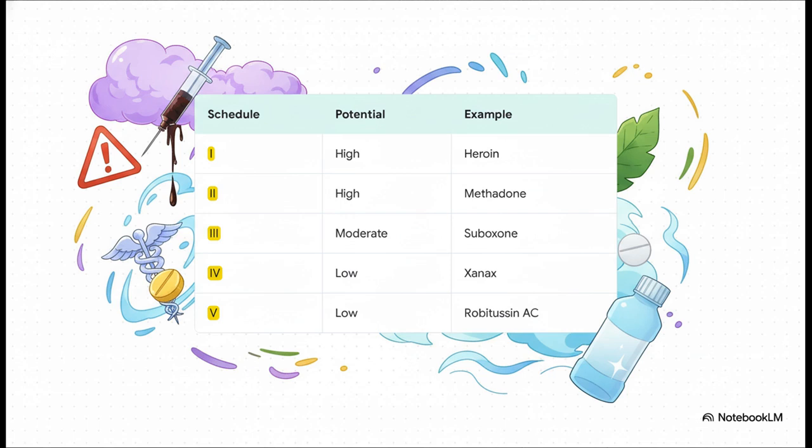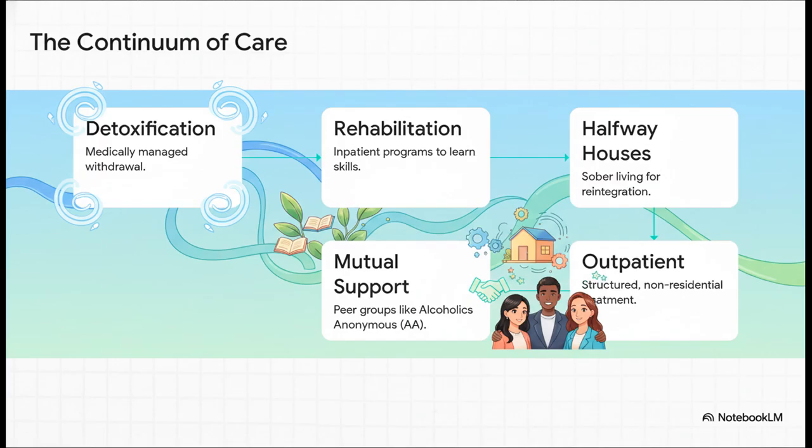So Schedule 1 drugs like heroin have 0 accepted medical use, while Schedule V drugs have the lowest risk. Planning also means knowing that recovery isn't a single event. It's a long-term journey. Patients often move through what we call a continuum of care. It might start with a medically managed detox, then progress to rehab, and then step down to settings like a halfway house or an intensive outpatient program. And all along the way, hopefully, they're engaging with mutual support groups like AA.